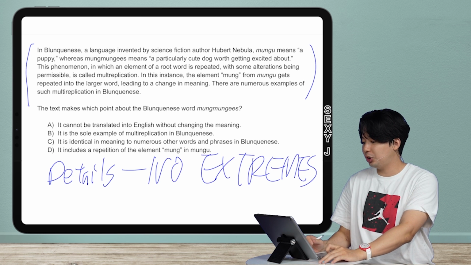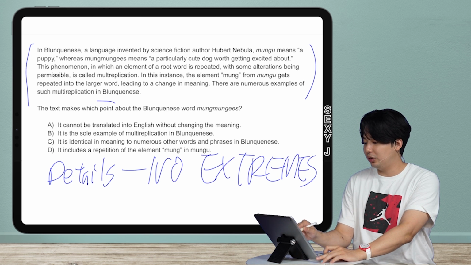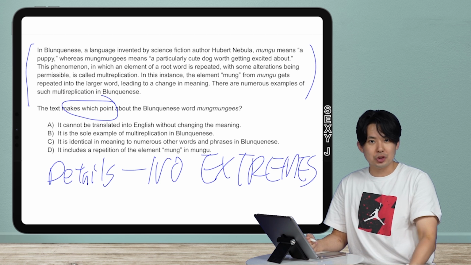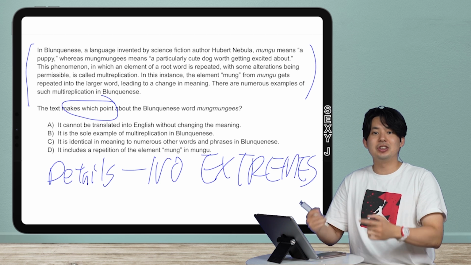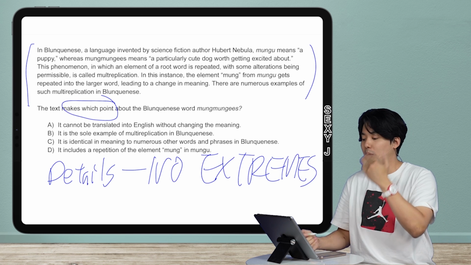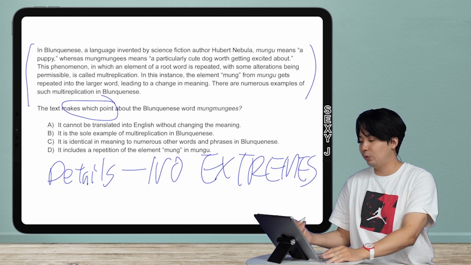So let's look at this question. The text makes which point? Notice how we don't have main idea, main purpose, primary. What does that mean? It is not a central idea question. It is a detail question, okay? So what detail are we looking for?